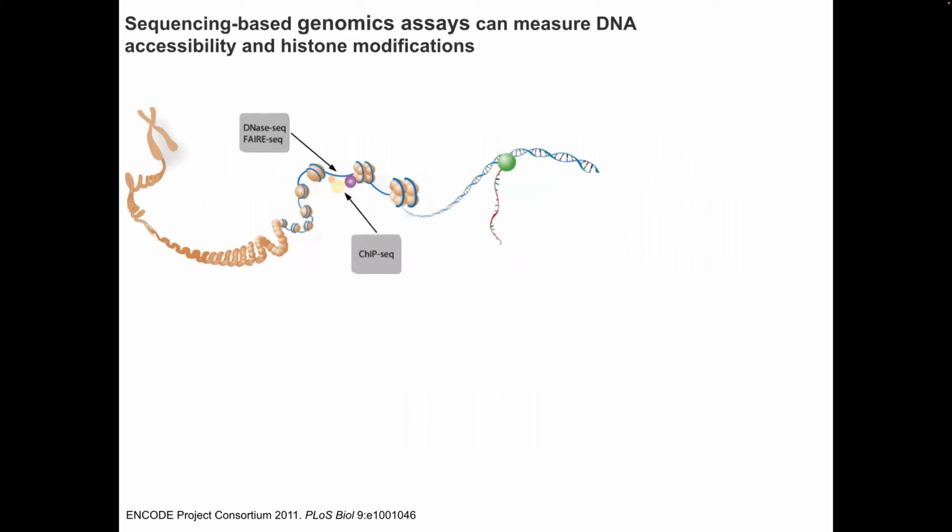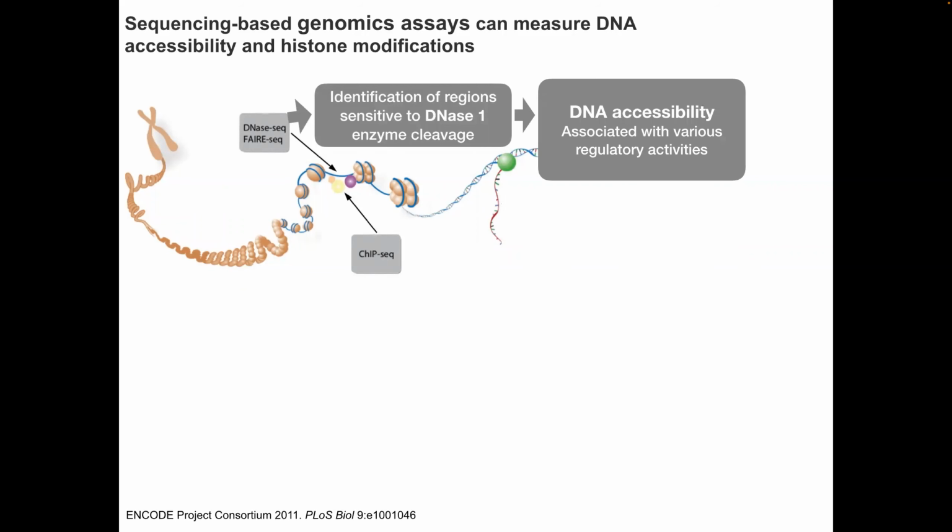Sequencing-based genomic assays can measure DNA accessibility and histone modifications. For example, through DNase-seq and FAIRE-seq, regions sensitive to cleavage by DNase I enzymes are identified, which show DNA accessibility and have been associated with various regulatory regions such as promoters, enhancers, etc. Through ChIP-seq, we can measure various histone modifications.